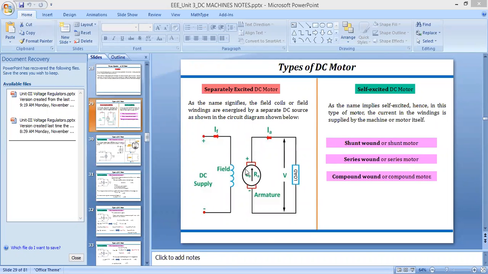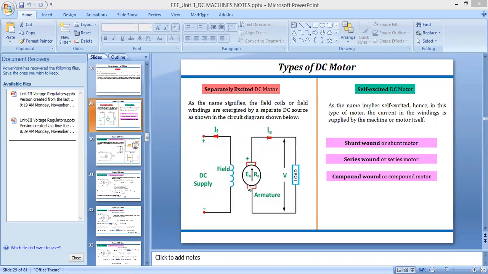Then we have already studied the yoke. Yoke is nothing but the outer cover for the DC machine. It can be used as protection. So it gives protective support to the whole assembly of the DC machine.